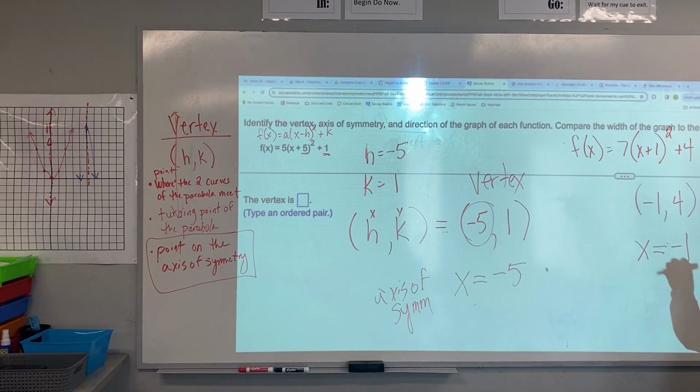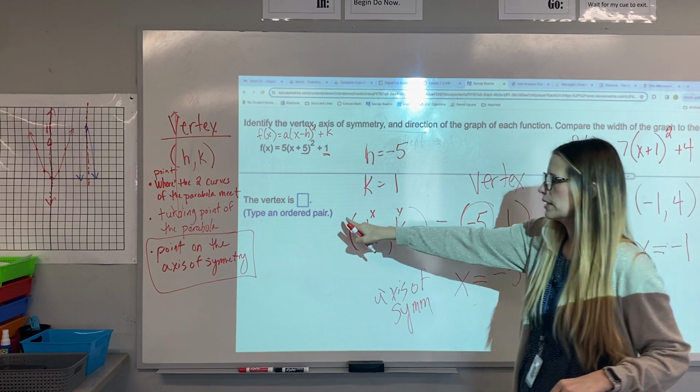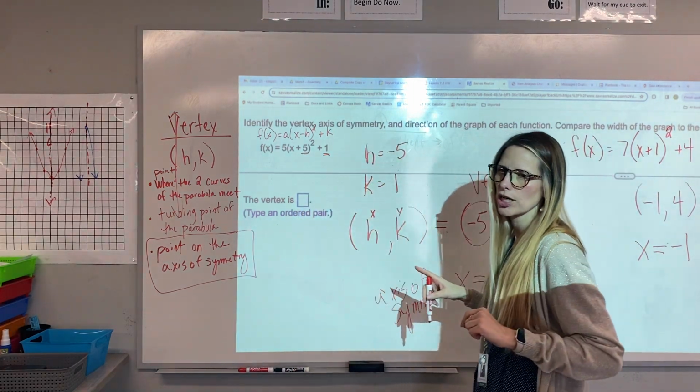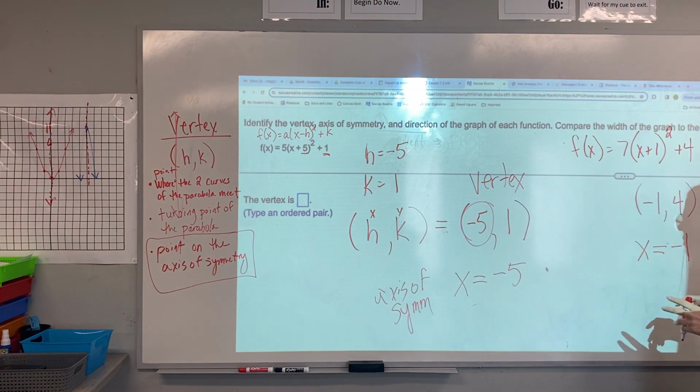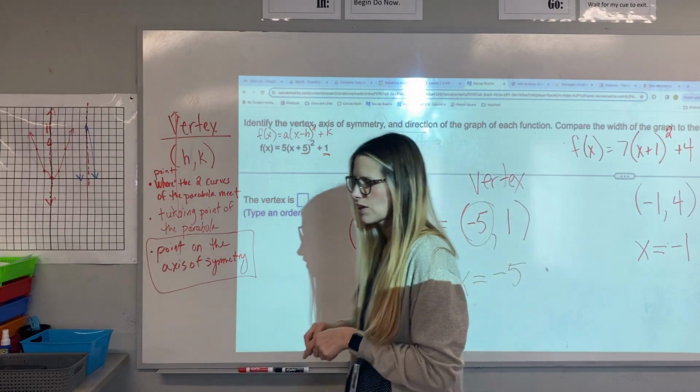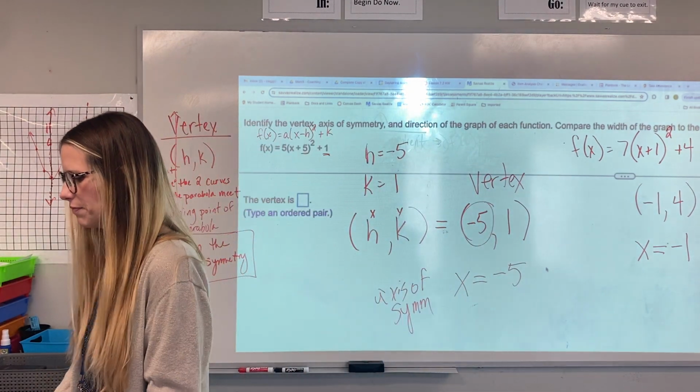Because if you look down here, for the axis of symmetry, it will say type an equation, because this equation represents an entire line on the graph. If you just put -1, it has no idea what you're talking about. Because it's a dumb computer. Computers can't think and reason.